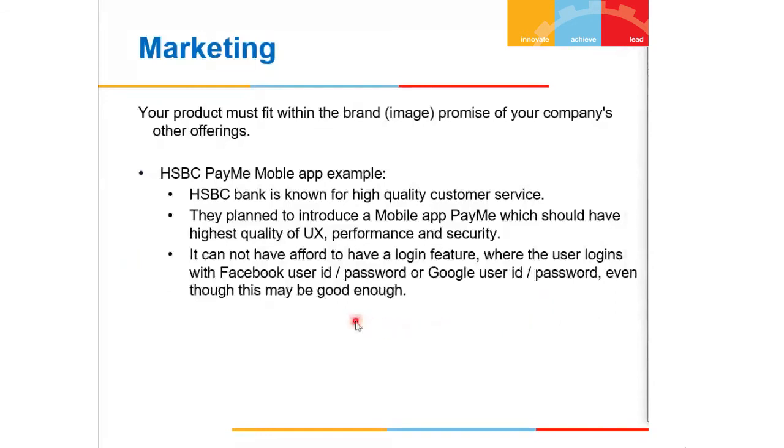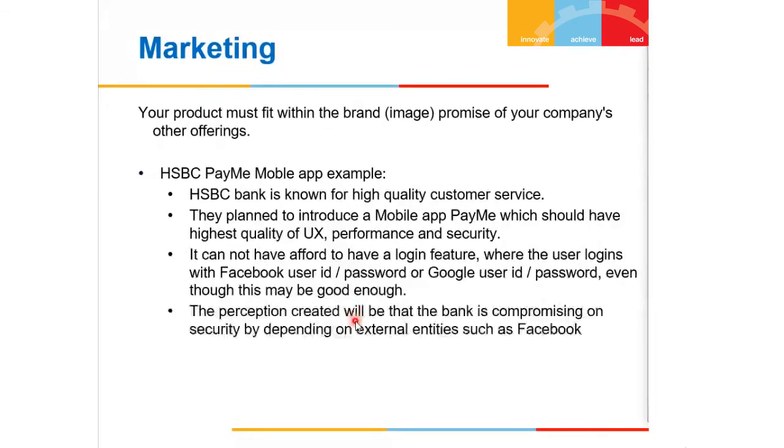But when you're talking about a banking application, the perception users may have is that the bank is depending on some third party to verify the authenticity of the user. This may not go well with the audience that we have. The perception created will be that the bank is compromising security by depending on external entities. So this will impinge on the brand image. This may not be a good option when you are designing the Pay Me app solution.